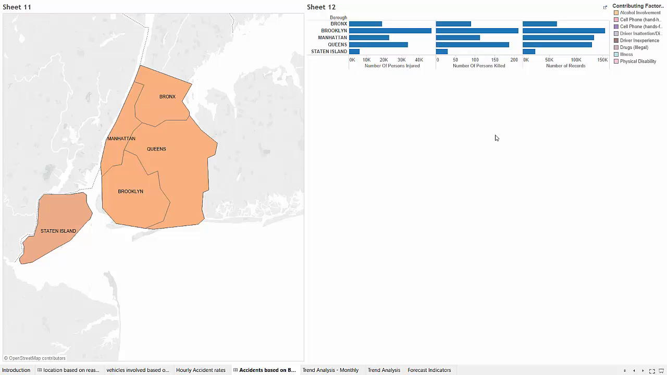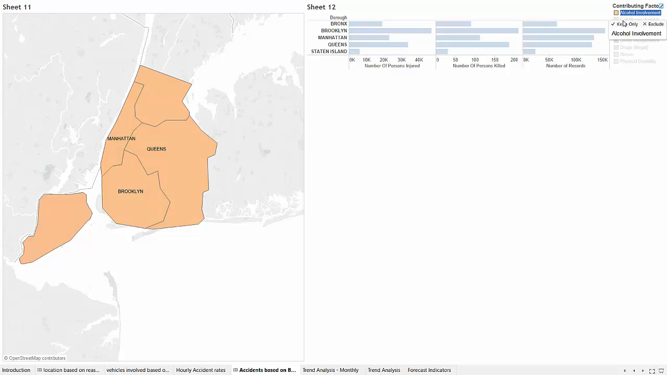This Viz shows the different boroughs, the number of persons killed, the number of accidents involved, and the contributing factors for these accidents in these respective boroughs. As you can see, the map is colored based on the contributing factors, some of which are alcohol involvement, usage of cell phone, drugs, etc.